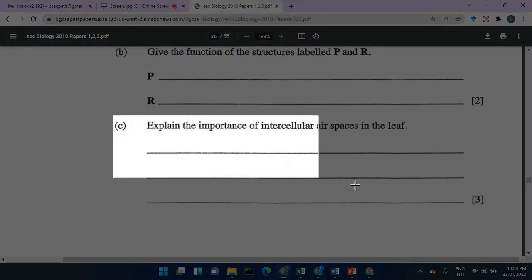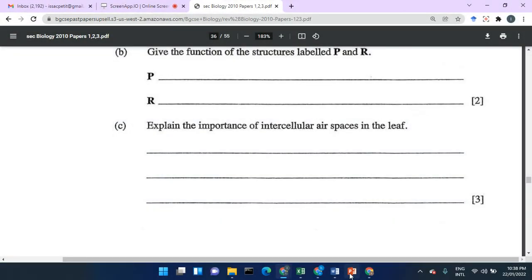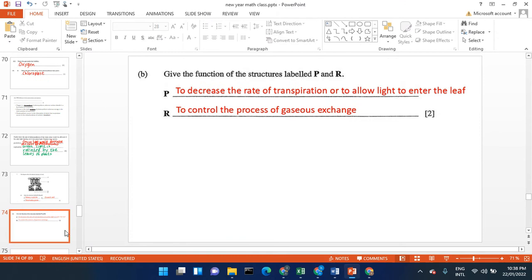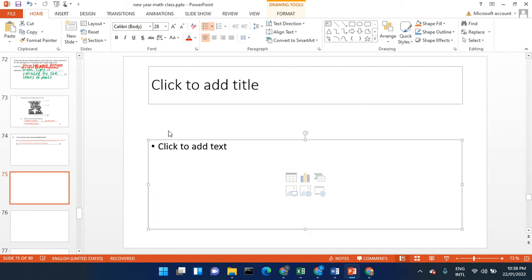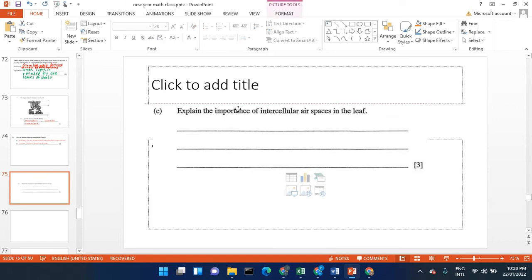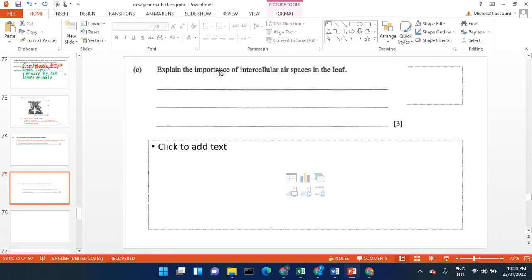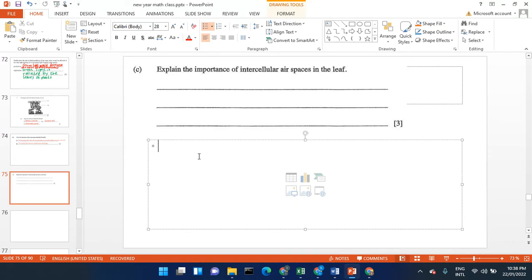Why do we have intercellular air spaces in the leaf? Okay, so let's answer this question. So let's put the question up, and I'm going to answer it here. So intercellular air spaces. Let's spell that correctly. Intercellular air spaces.